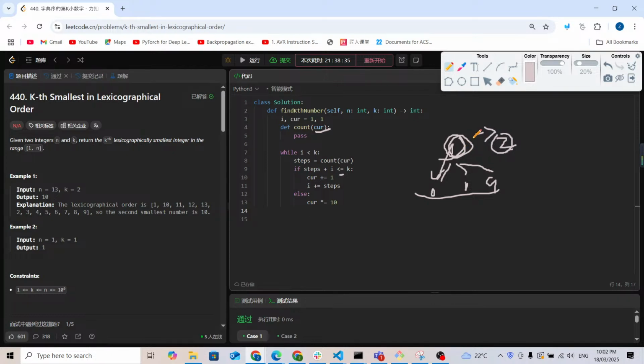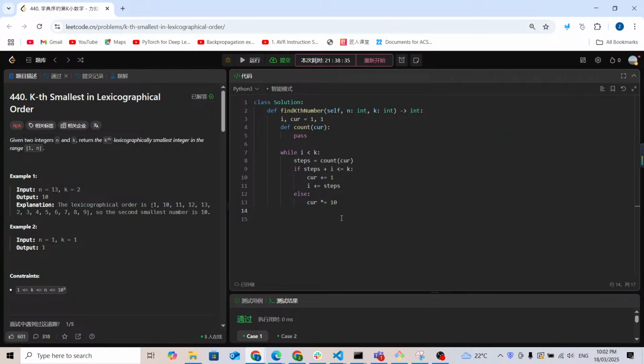So we have two blocks. One is go to the right side, and one is go down. If we go down, the current is going to times 10, and the i is going to plus equal 1, because we only used one step. So we have to understand this current and this i. We use one step, it means we're going to find the next number, so i plus 1. Here, because we jump a lot of steps, we use i plus equal the steps. So finally, if it goes out of the loop, this means if i equals k, or i is more than k, we're going to directly return our current number.